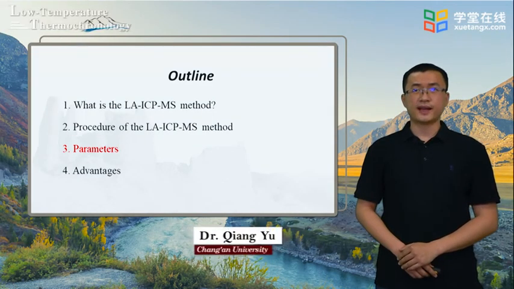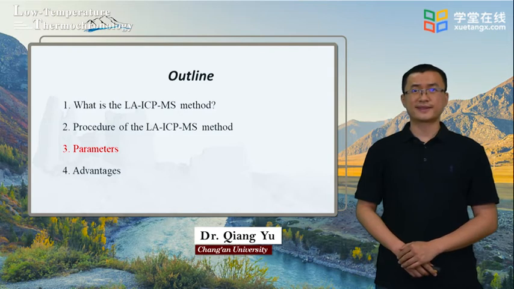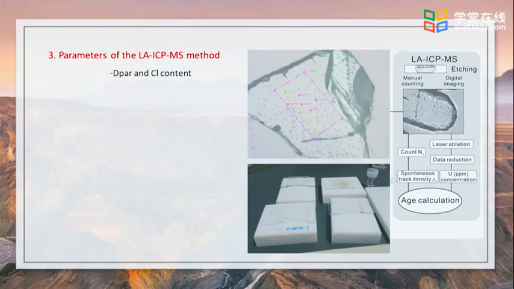The ICP MS method has similar parameters with the EDM and considerable advantages over the latter one. Parameters of the ICP MS method are the same as the EDM. AFT retentivity has some relationship with the content of elements which affect fission track annealing to some extent.